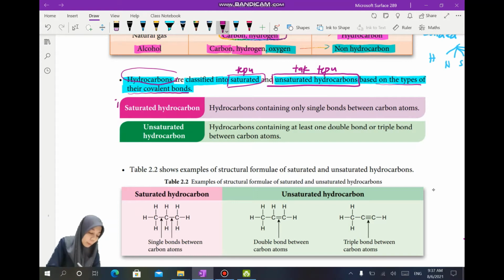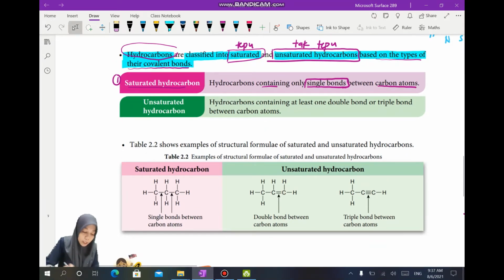Okay, kita tengok dulu kepada saturated hydrocarbon. Saturated hydrocarbon contains only single bond between carbon atoms. Yang mengandungi hanyalah single bond sahaja antara carbon atom. Contoh ni saturated hydrocarbon. Ini atom C, kamu tengok ini atom C, ini pun atom C. And then it only has single bond between carbon atoms.